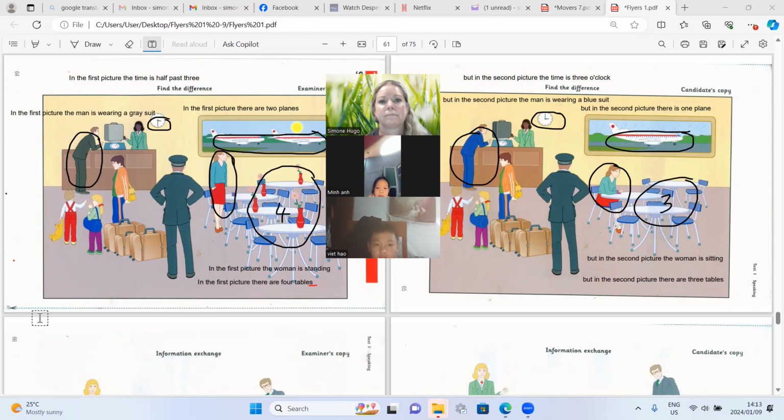In the first picture, there are two planes, but in the second picture, there is one plane. In the first picture, the woman is standing, but in the second picture, the woman is sitting.